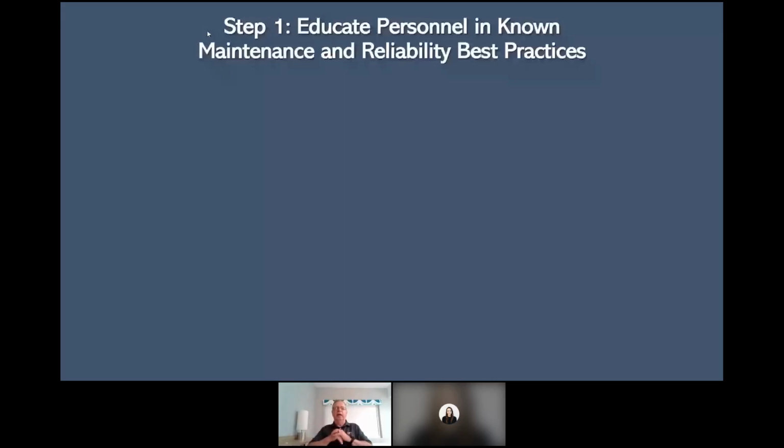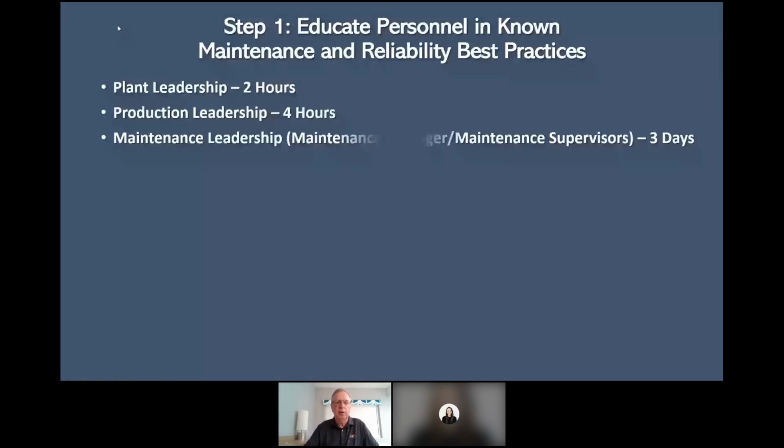So step one, educate personnel in known maintenance and reliability best practices. Plant leadership needs to have it, 2 hours. Production leadership, 4 hours. Maintenance leadership, maintenance management, maintenance supervisors, 3 days. Need to go to a class where you get the knowledge and you have some interaction in there.